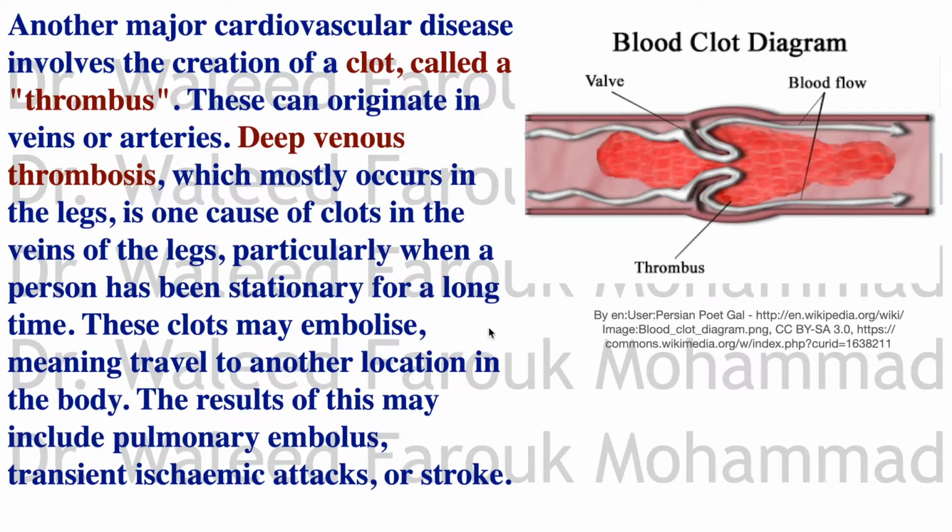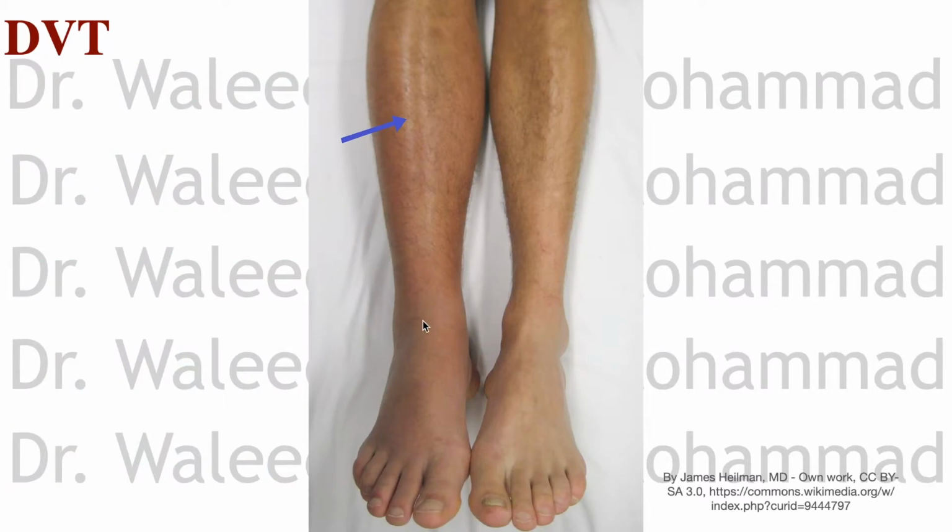These clots may embolize, meaning parts of them detach and travel with the blood to be impacted somewhere else, usually the lungs. It's the common cause of pulmonary embolism. So DVT is a very dangerous situation. This is a picture of how DVT looks. This is the affected leg. Notice the swelling and edema in that leg compared to the normal leg.